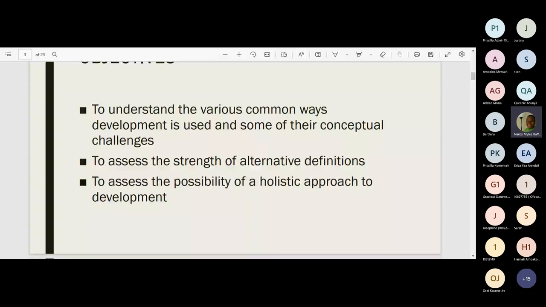So I was just saying that we'll assess the strength of the alternative definitions. Then three, we will assess the possibility of a holistic approach to development. If we want to consider development in a holistic manner, not just in a myopic manner, we'll look at how that can also be done. So three things, that's what your slides tell you we are going to look at.